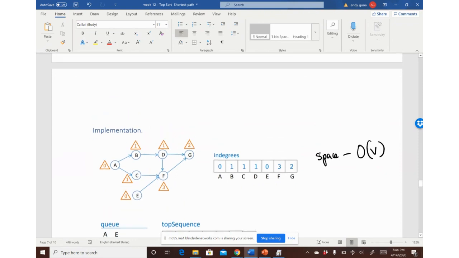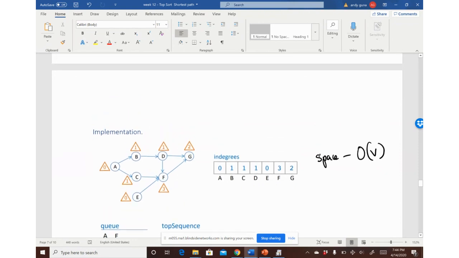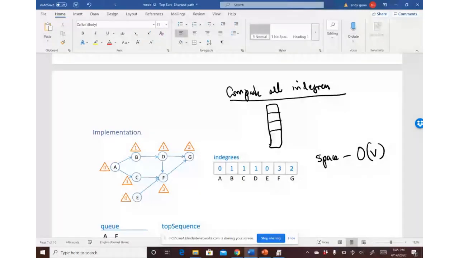So let's think about that. Compute all the in degrees. Okay, how expensive is that? For example, if you store the graph as an adjacency list, just like that. Now, if I want to find the in degree of a node, how much work do you have to do to find the in degree of a node?